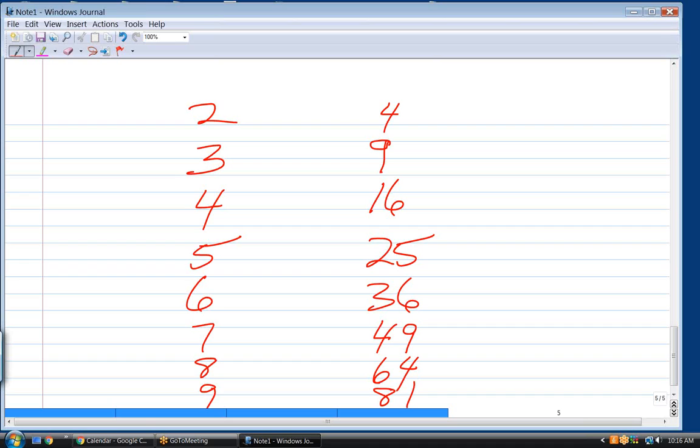Okay. If you're going to memorize any part of your multiplication tables, this is the thing to memorize for sure. How to square a number without a calculator. And it's just memory. That's all it is. Okay? And then, of course, now if I took the square roots of each of these, square root of 4 is 2. Square root of 25 is 5. You get the picture?